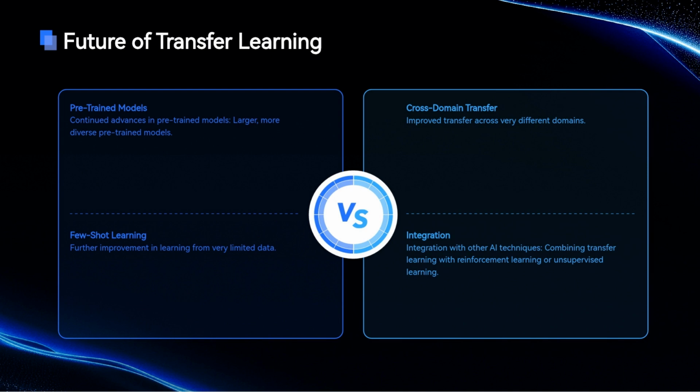Cross-domain transfer. Future research will likely improve the ability of models to transfer knowledge across tasks and domains that are very different from one another, further expanding the applicability of transfer learning. Integration with other AI techniques. Transfer learning will likely be integrated with other advanced AI techniques, such as reinforcement learning and unsupervised learning, allowing models to leverage multiple sources of knowledge.